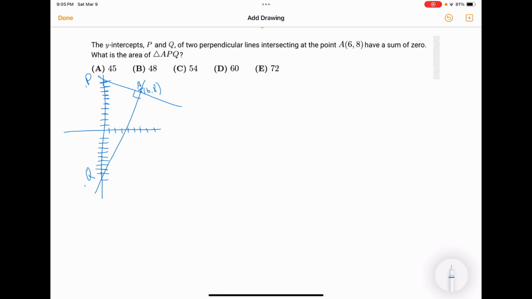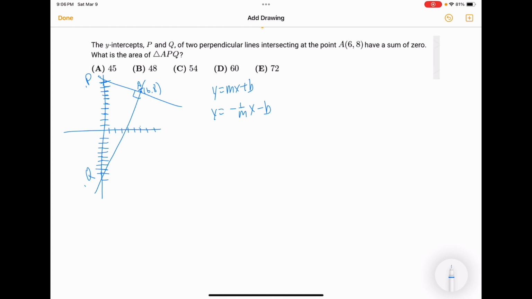And so we can let the two lines be y equals mx plus b, and the other would be y equals negative 1 over m x minus b. This is because the two lines are perpendicular, so the slopes would be negative reciprocals, m and negative 1 over m. Then we have b and negative b because it tells us that the sum of the y-intercepts is equal to 0.